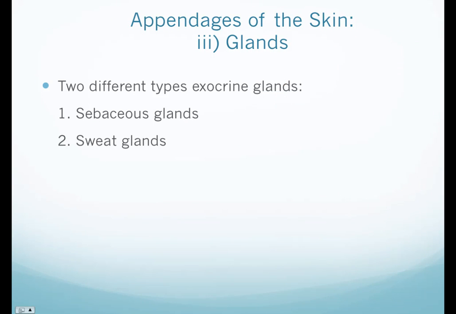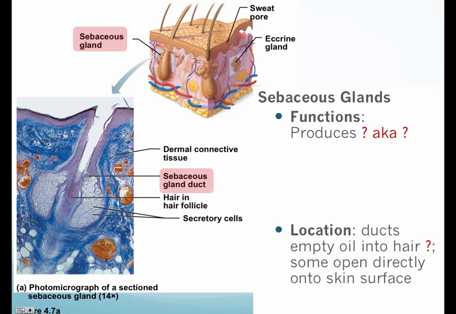Now, next thing we have are glands. And there's two different glands that we have in our body. These are the exocrine glands. We have sebaceous and we have sweat glands. And so we'll first start off with looking at the sebaceous glands. Sebaceous glands function to produce sebum, which we also call oil. And the function for this are threefold. This is a lubricant for skin. It also prevents our hair from becoming brittle.